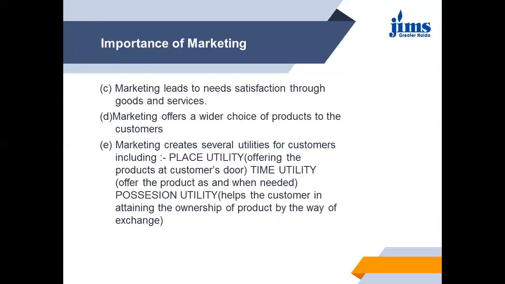Then marketing creates several utilities for customers, including place utility, by offering products at the customer's doorstep, therefore making things very convenient for him. Time utility: it's just because of marketing and its sub functions that the products produced are delivered exactly as and when needed by the customer. And then possession utility: it helps the customers in becoming the owner of the commodity by way of exchange between the seller and the buyer.